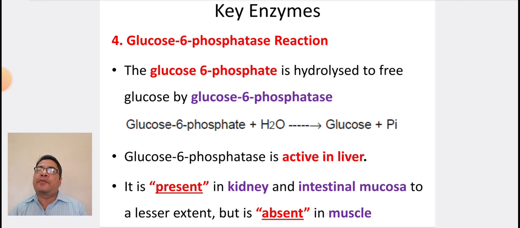Next is the glucose 6-phosphatase reaction. The glucose 6-phosphate is hydrolyzed to free glucose by glucose 6-phosphatase. As in the reaction, glucose 6-phosphate plus H2O gives glucose plus Pi. Glucose 6-phosphatase is active in the liver. It is present in the kidney and intestinal mucosa to a lesser extent, but it is absent in the muscle.